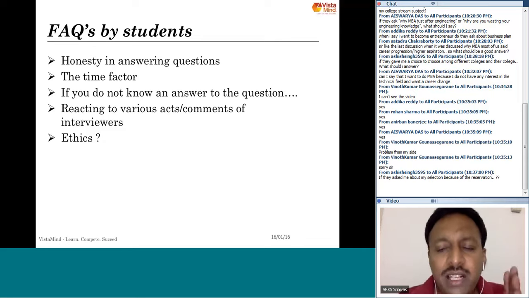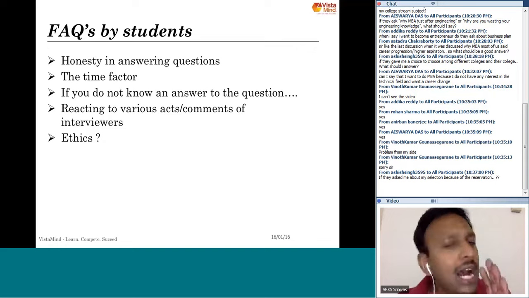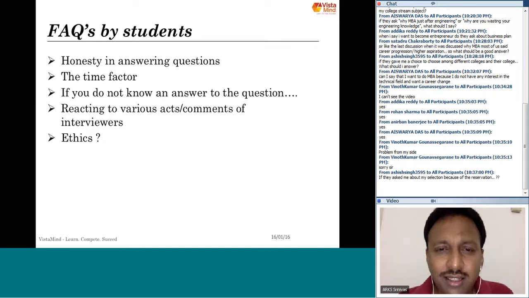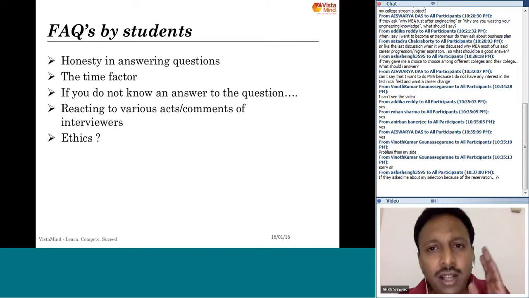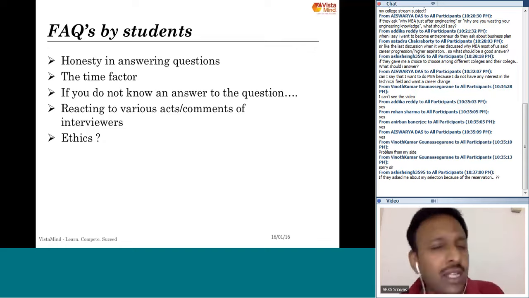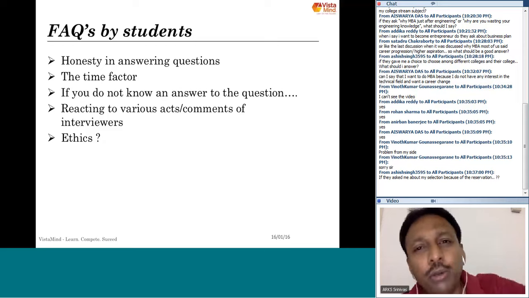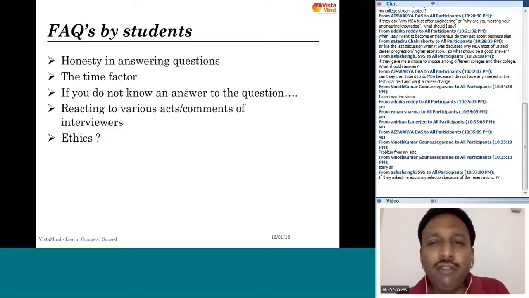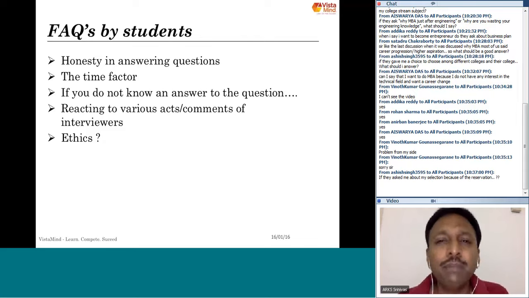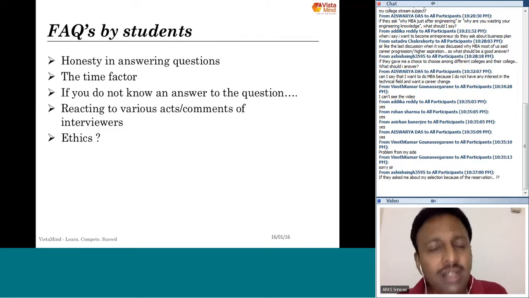If they ask me about my selection because of the reservation, Ashish, they will not do that. This question they will not ask. For example, you have 85% or 90% and you are SC/ST or OBC. They will never say, oh boss, you are getting in because you are SC/ST. That would be completely unacceptable as a question, and nobody will ever ask that question.